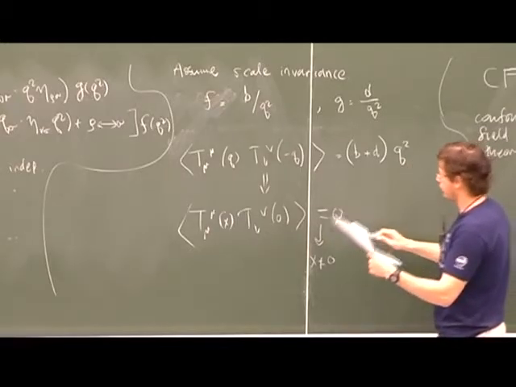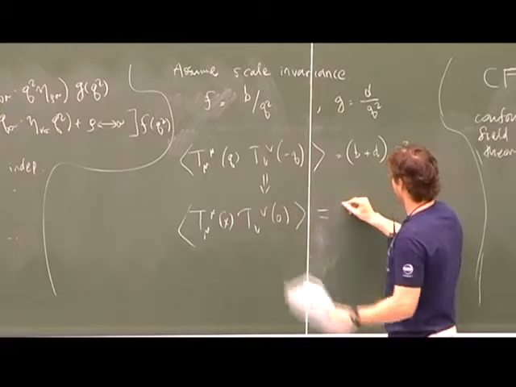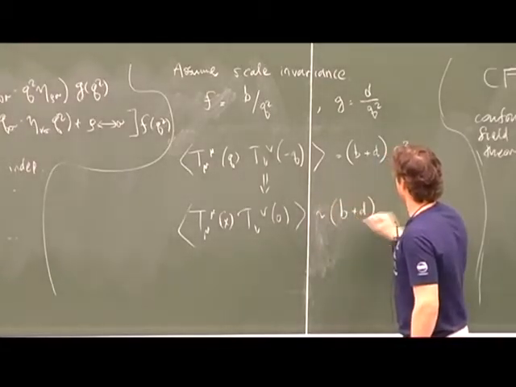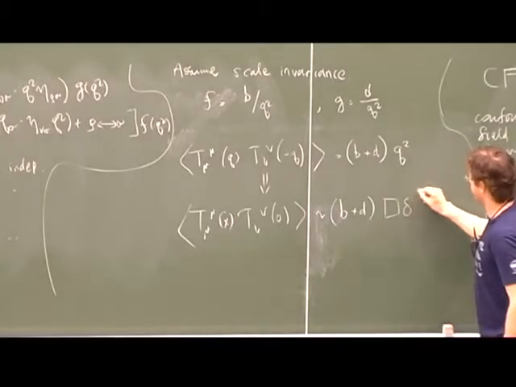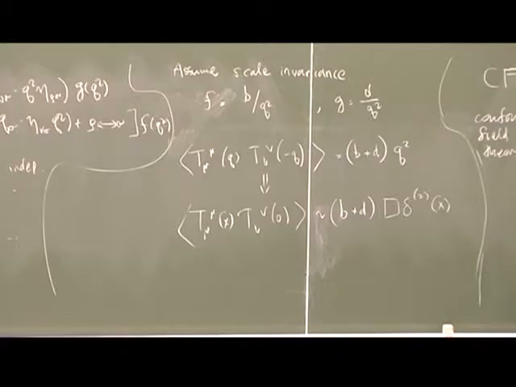More precisely, it would be useful to write the delta function. Let me just write the full answer. So it's proportional to b plus d times box of a two-dimensional delta function of x. So in particular, it vanishes when x is non-zero.